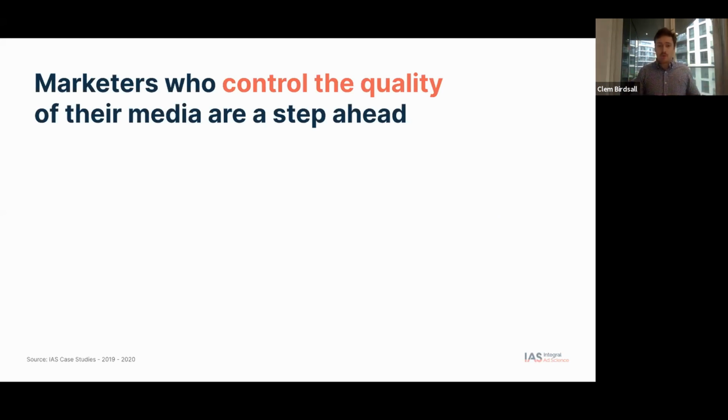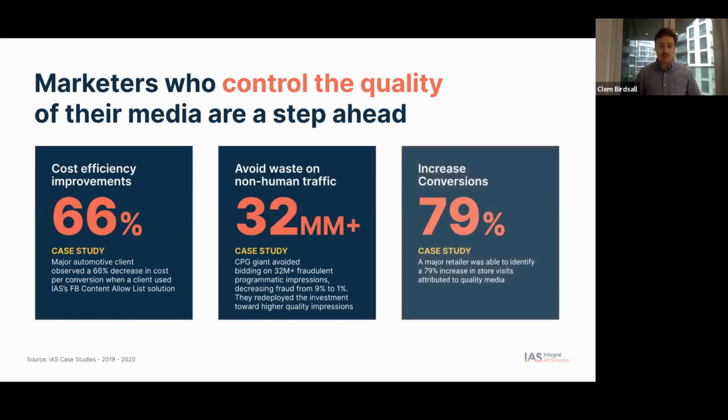Why this is all important, here's a couple of case studies that we have. The first one, there was a major advertiser, an automotive client. They looked at their Facebook delivery through the IAS partnership that we have with Facebook, and they looked at where ads were delivering where they didn't want them to, and essentially optimized their campaign using a content allow list. They actually saw a 66% decrease in their cost per conversion when they were buying higher quality media.